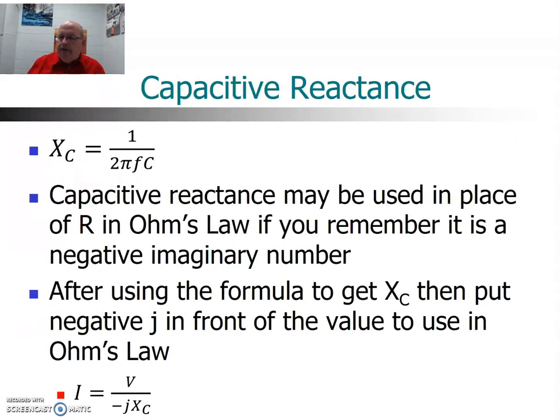So the formula for X of C, 1 over 2 pi Fc, will be used in place of R in Ohm's law. So we have I is equal to V over minus j X of C, because X of C is a negative imaginary number. X of C is a negative imaginary number, so we put a minus j in front of it whenever we use it in a formula.